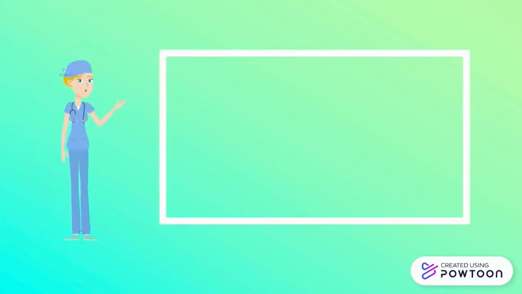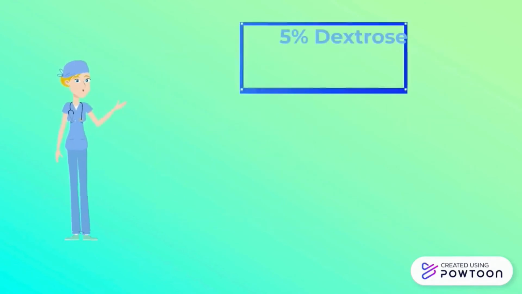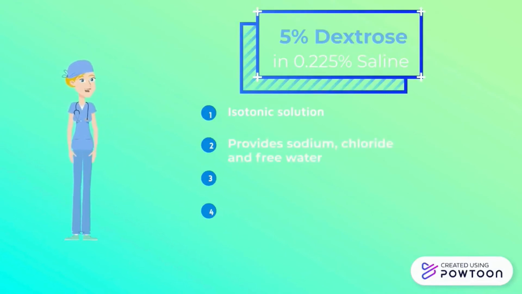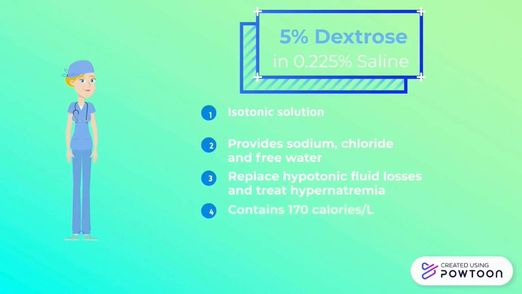Let's move on to dextrose in saline. 5% dextrose in 0.225% saline is an isotonic solution that provides sodium and chloride and free water and is used to replace hypotonic losses and treat hypernatremia. This solution provides 170 calories per liter.